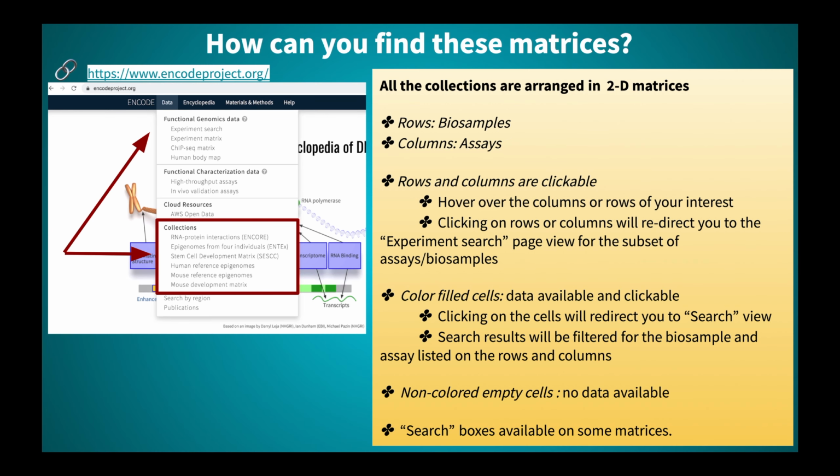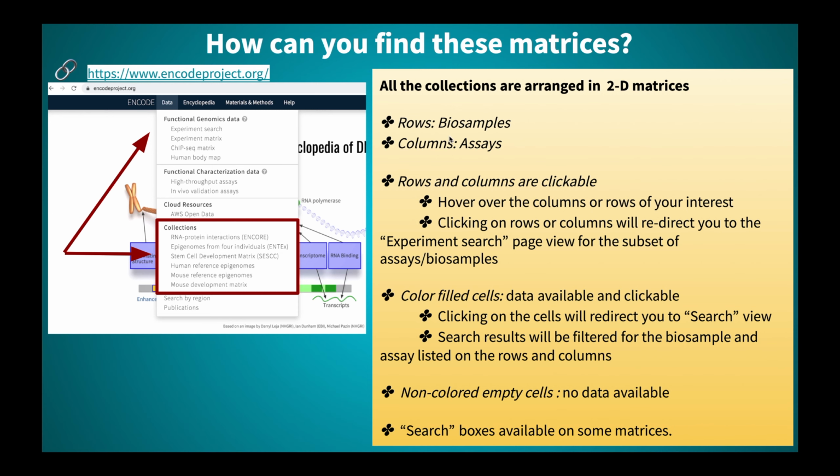How can you find all of these matrices? In order to reach the relevant matrix of your interest, you can go to encodeproject.org and click on this button called Data. Upon clicking that button, you will see all the collections listed right here.